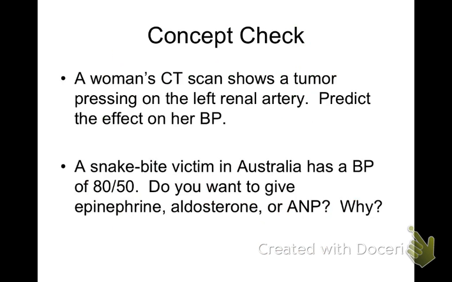Okay, so a concept check. If a woman's CAT scan shows a tumor pressing on the left renal artery, what's that going to do to her blood pressure? See if you can figure that one out. And if you have a snake bite victim in Australia with a blood pressure of 80/50, what do you want to give them? Epinephrine, aldosterone, or A and P and Y? See if you can answer those questions. You can ask me in class if you want to check those answers.